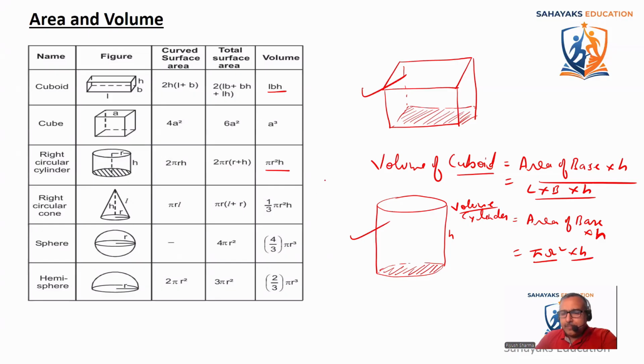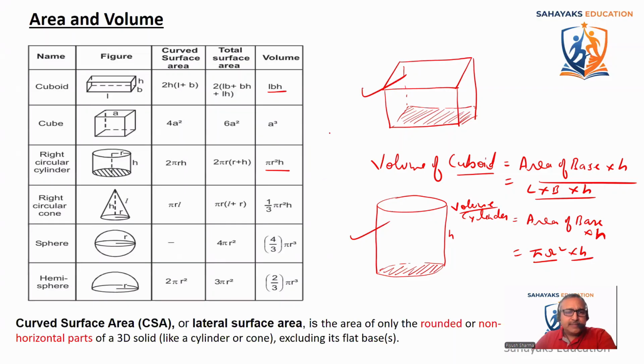Okay, and in this chapter we'll be discussing various shapes which are combined shapes. Before that, please remember curved surface area. Curved surface area is the area which is curved or non-horizontal. So please remember this part.